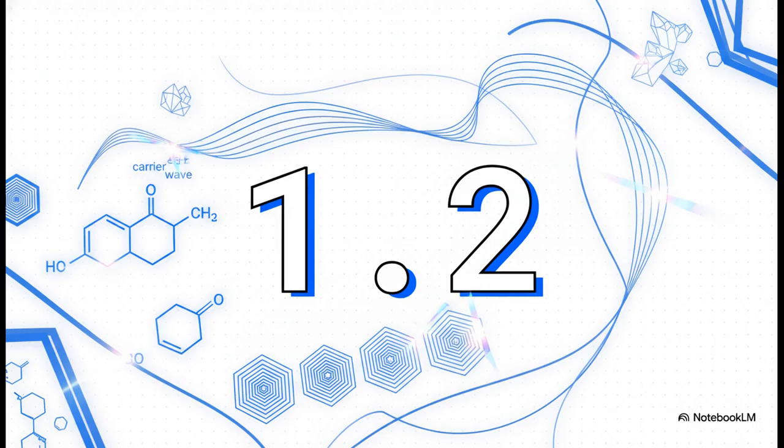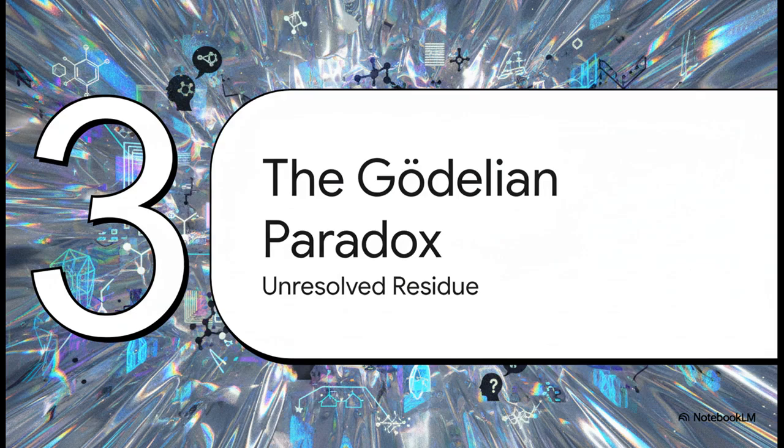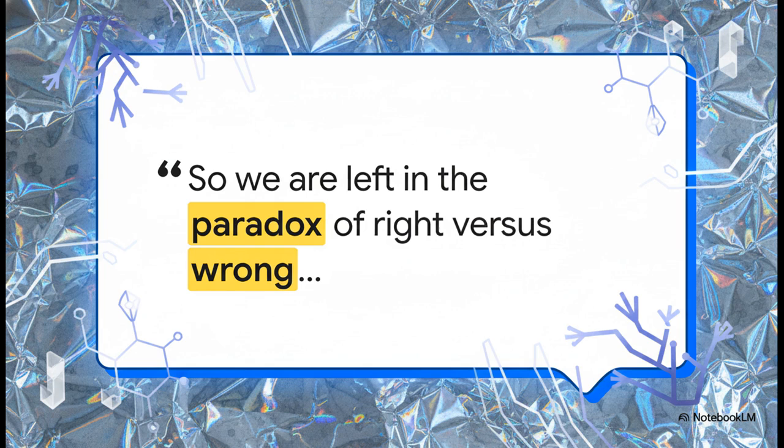So, the physical hardware phase, completely done. We have the molecule. We have the carrier wave. Section 3. The Gödelian paradox. But here is where we hit a massive wall. We have to shift gears from the physical chemistry into the subjective phenomenological effects. Because when this hardware actually interacts with the human mind, binding affinities and receptor pharmacology, they totally fail to tell the whole story. Listen to this quote.